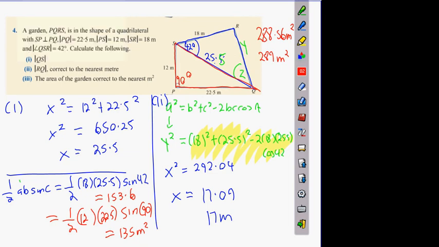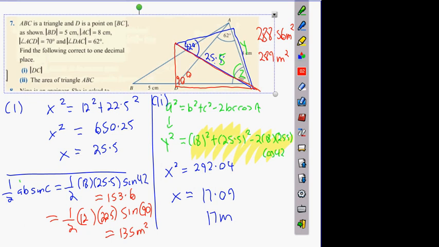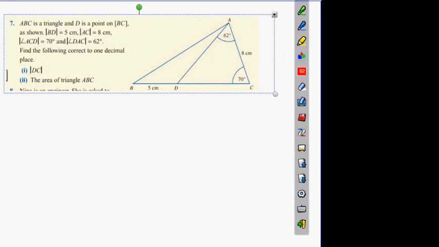Okay guys, so question 7 shown on the board. Triangle ABC, there's a point D on the line BC. Find the following correct to one decimal. Find the length of DC. Well, I can find this angle here by adding the two of these together and taking away from 180. Reason being, all three angles in a triangle add up to 180. So what's 180 minus 62 minus 70? 48.